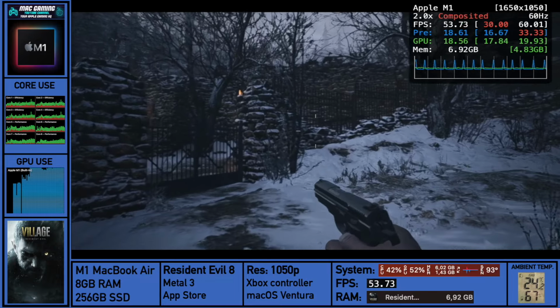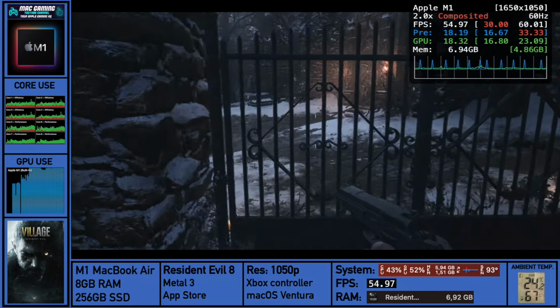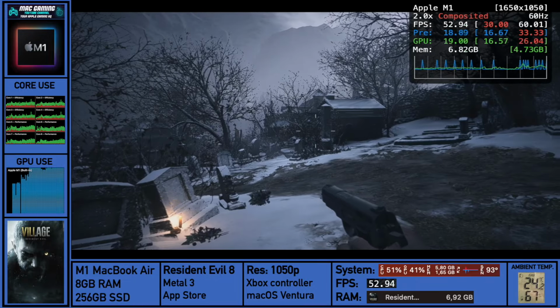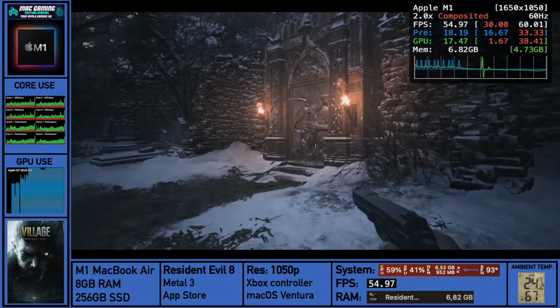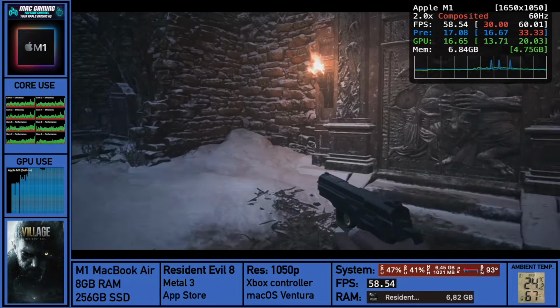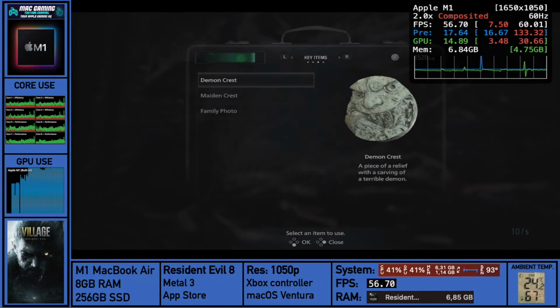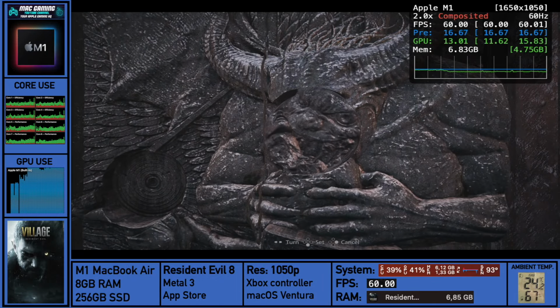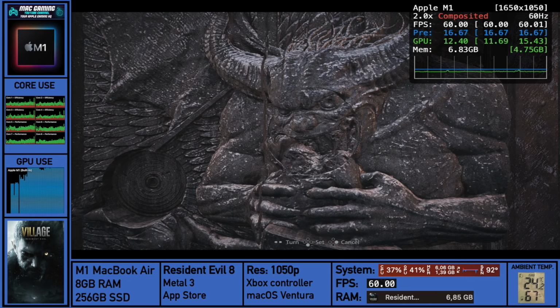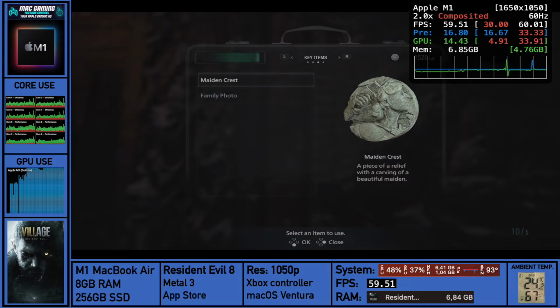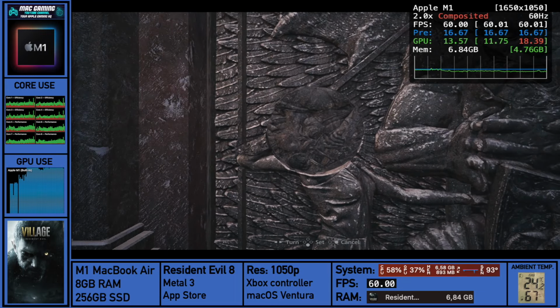So all in all, guys, this is Resident Evil 8 on the M1 MacBook Air. I am profoundly amazed at just the fact that we're able to play. You just need to pair a controller, get it ready, and play the game. But, just keeping those caveats in mind, 1080p 60 FPS won't be an option here.